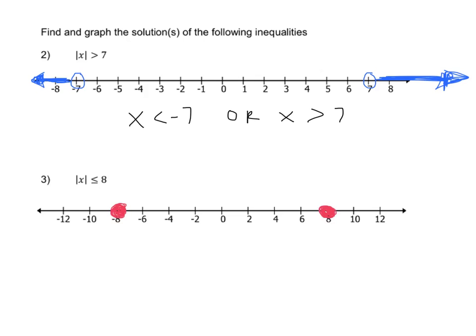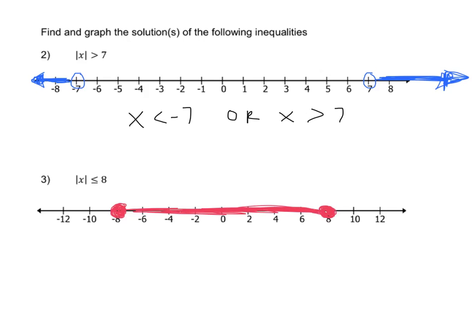But now I don't want just the numbers that are 8 spaces away from 0. I want the numbers that are less than or equal to 8 spaces away from 0. Where are the numbers going to have a distance that's less than 8? As I get closer to 0, those numbers are less than 8 spaces away from 0. So I'm going to shade these numbers. And it's the same thing over here. Numbers like -6, -4, these numbers are less than 8 spaces away from 0.